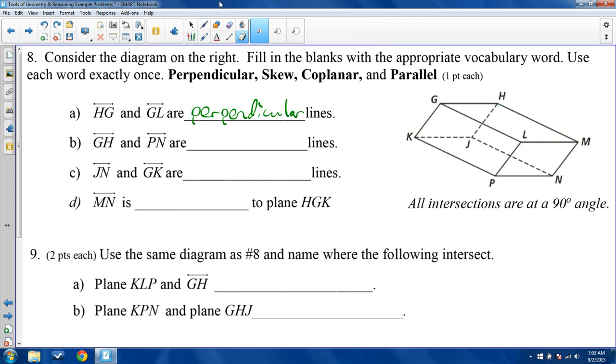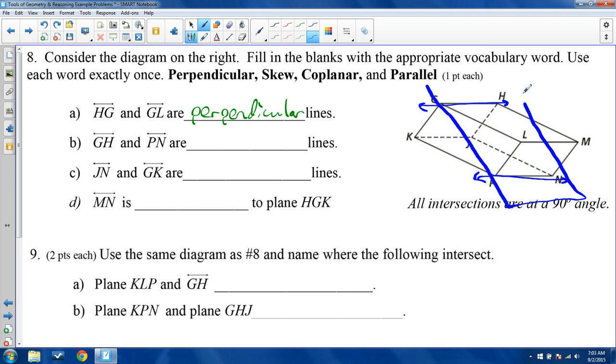Next one is line GH, once again, and line PN. Here's GH, here's PN. Now, there is a plane which I can draw, and if you can imagine what I'm doing here, I'm going from G to P, and I'm doing another rectangle here, and I'm going from N to H, or about that area. It's like a ramp going through. You can draw lines on the same plane even if there's not a plane being drawn through it yet. Well, I just drew one. These ones don't intersect. These ones are on the same plane together, so these ones are parallel.